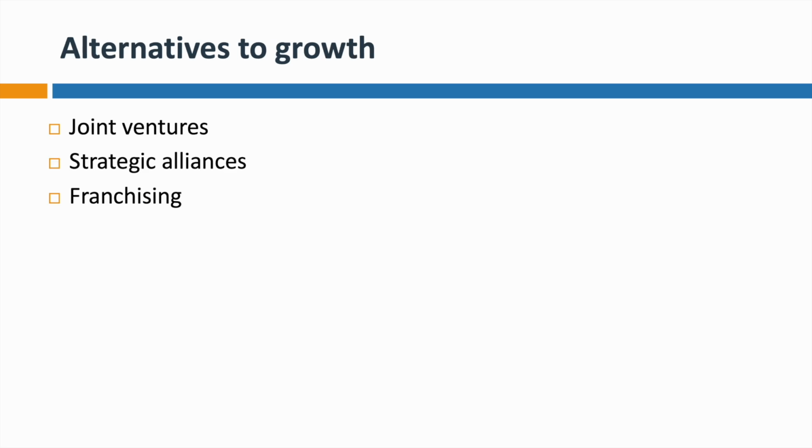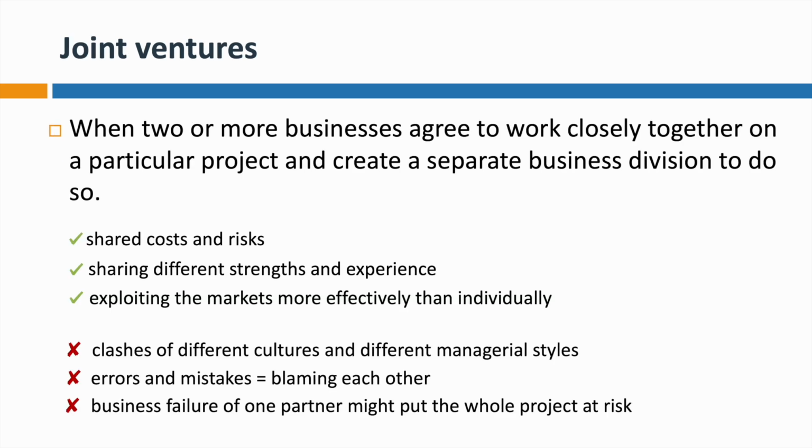Apart from that, there are also some alternatives to growth. So what are joint ventures, strategic alliances, and franchising? I'm going to start with joint ventures and strategic alliances because they are very similar in the advantages and disadvantages. They just differ a little bit in the definition.